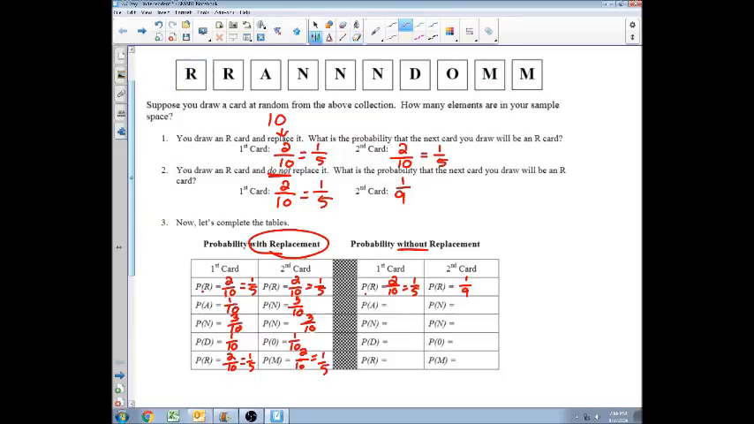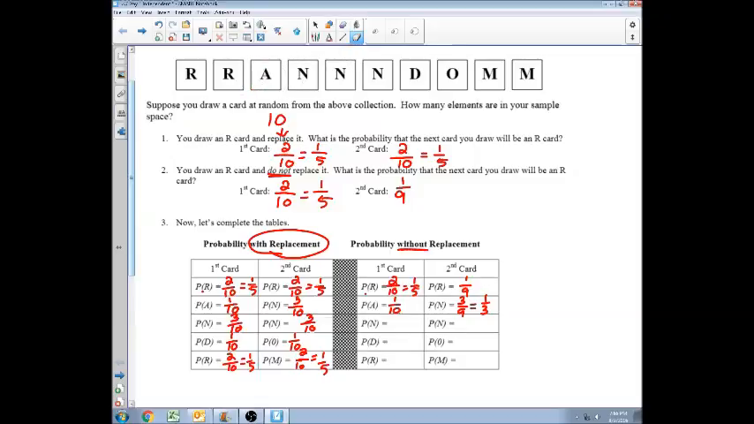Okay? The next line says probability of an A card. Well, there's only one A card up here, so that would be 1 out of 10. But since I am not replacing it, I can get rid of that A card. What's the probability of an N card? How many cards are left? Only 9. How many of those are N's? 3. Well, 3 over 9 can simplify into 1 over 3. Okay?